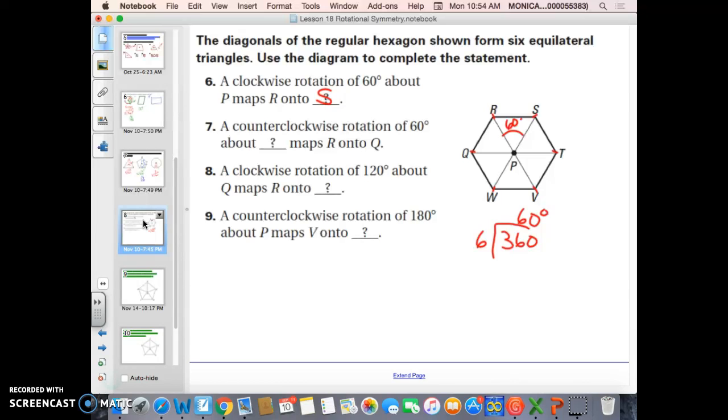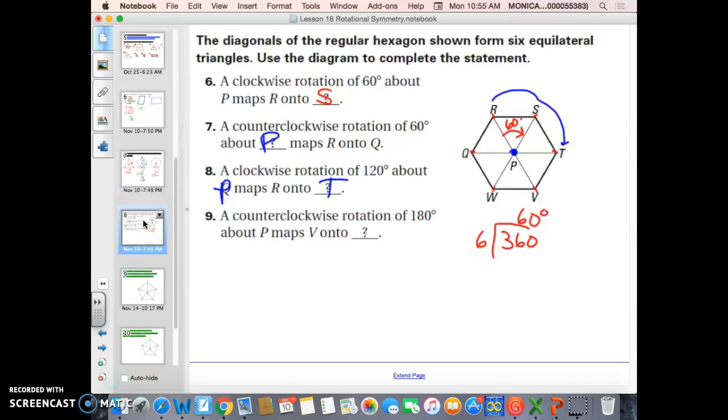A counterclockwise rotation of 60 degrees about, well, we're always rotating about the center. So it'd be about P. Okay, so now we're going clockwise again. A rotation of 120, so how many turns is that going to be? That's going to be 2 turns. About P maps R, so we're going to rotate twice clockwise. So here's 1, 2. It's going to map it onto T.